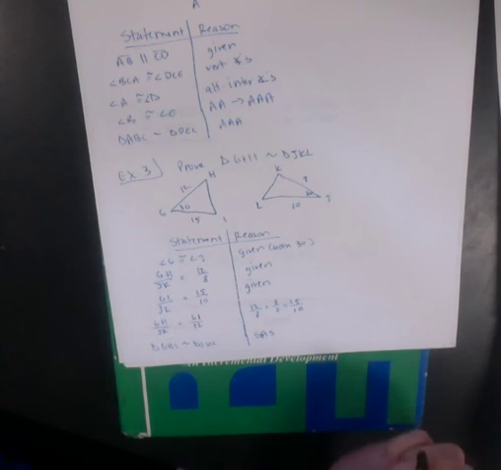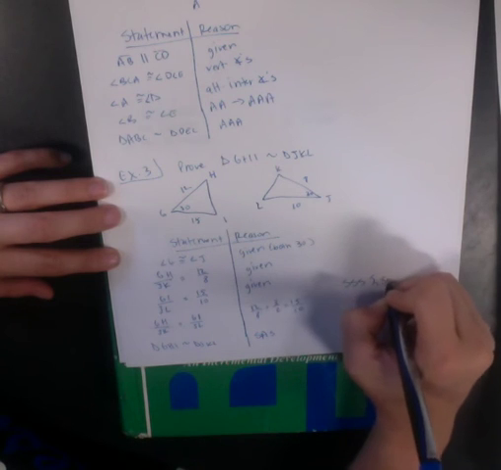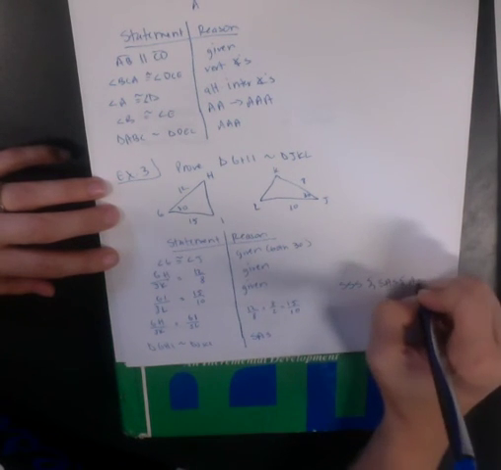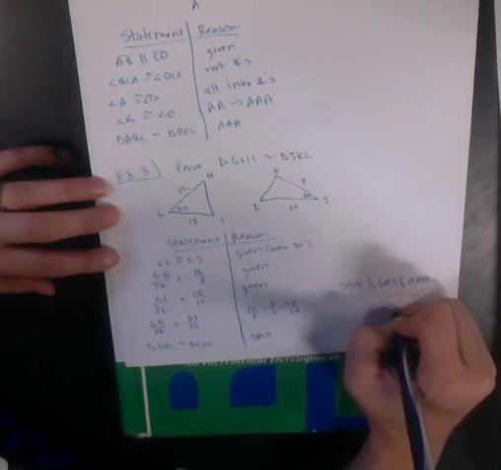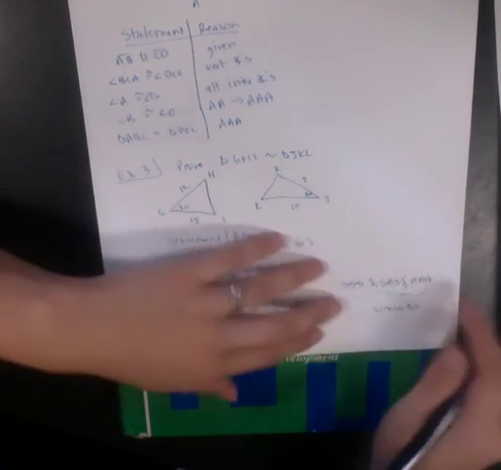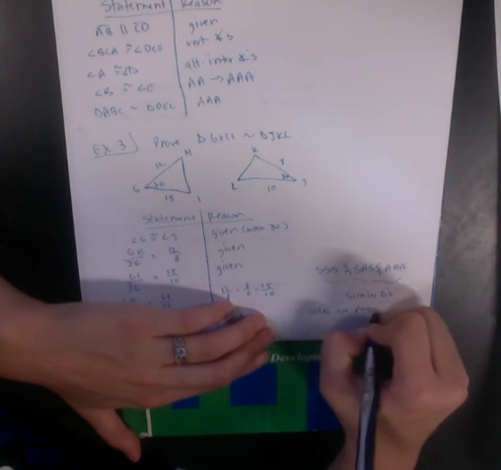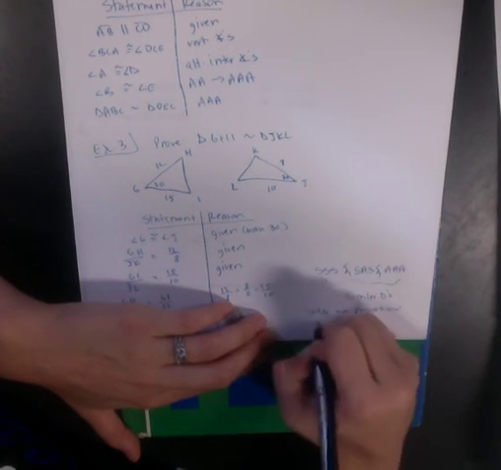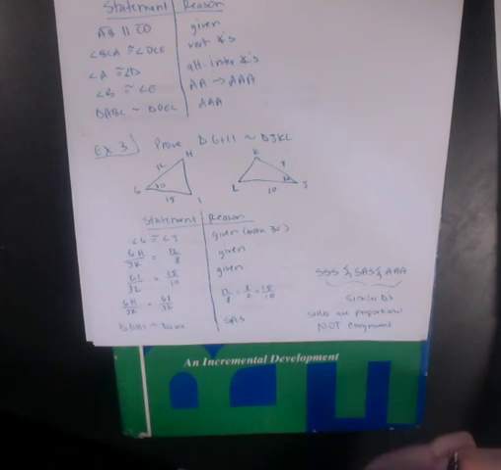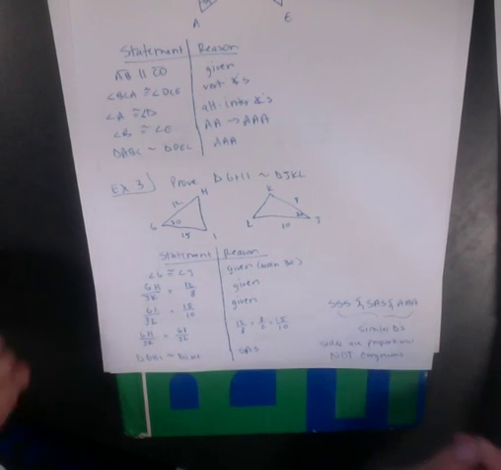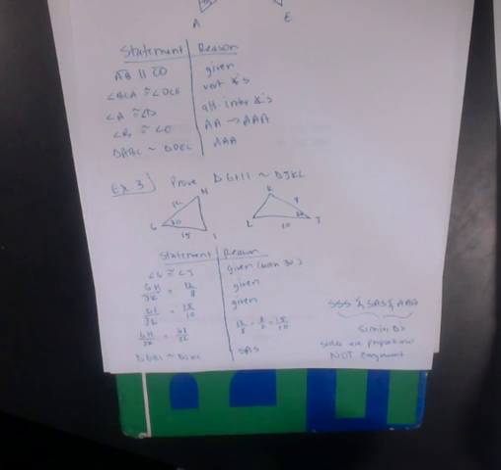Okay, we can actually use side, side, side, side, angle, side, and angle, angle, angle for similar triangles. Now, in this case, the sides are proportional, not congruent. That's the big difference, okay? We're talking about proportional sides, not congruent sides, okay?